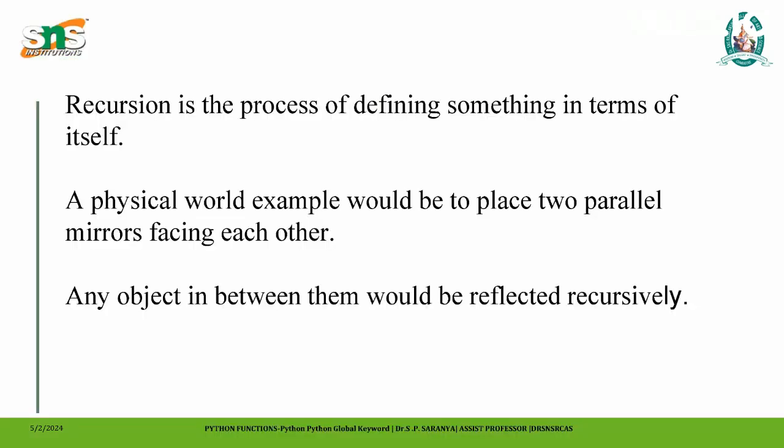Recursion is the process of defining something in terms of itself. For example, a physical world example would be to place two parallel mirrors facing each other. That is the real world example. I think it's easy to understand. Any object in between them would be reflected recursively. This is also an object example.